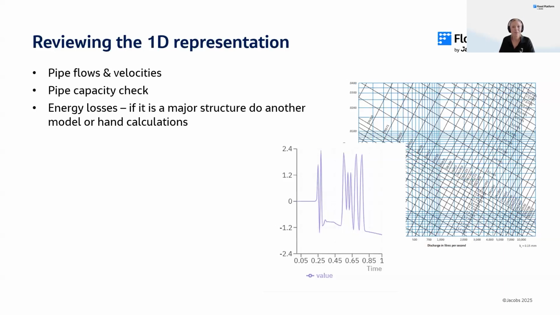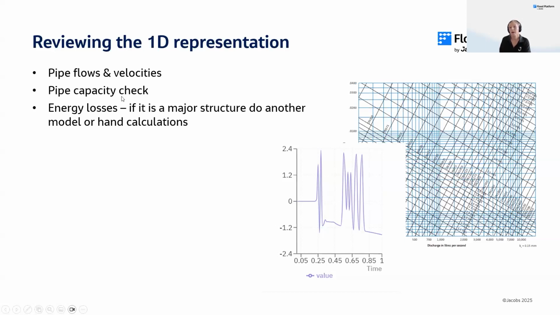I'm conscious of time, so I'm going to try to get through this as quickly as possible. The next one is just reviewing the 1D representation. I do see a lot of people just turning on the maximum values in a 1D model and making sure everything looks okay. I think it's really important to graph some of the flows and velocities going through your structures, because if you've been modeling for a while, you've probably seen a graph like this, and it's a key sign that something's wrong. Hydrographs should be nice and smooth. They shouldn't be jaggedy like this, and I'll show you what's causing this in a second.